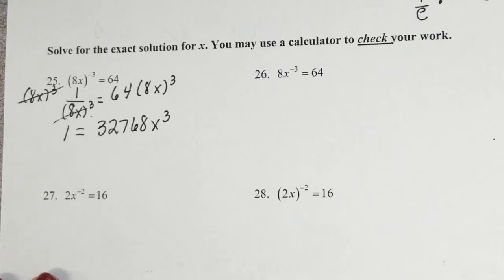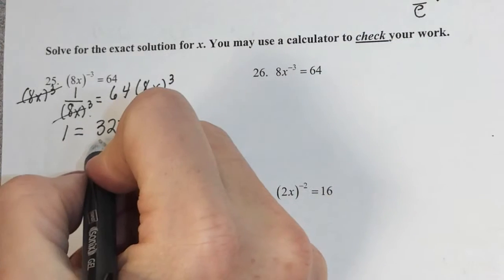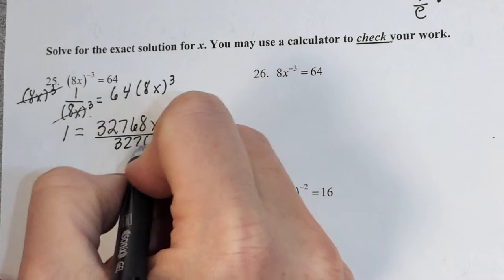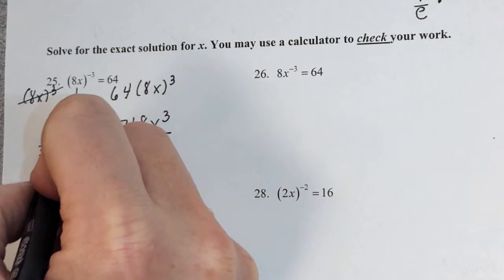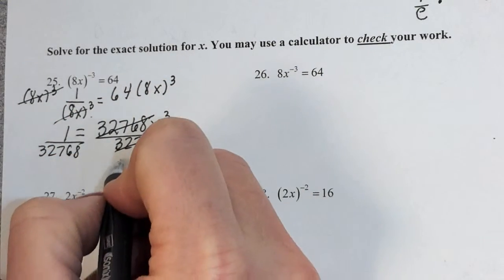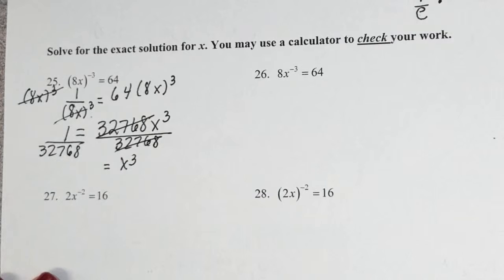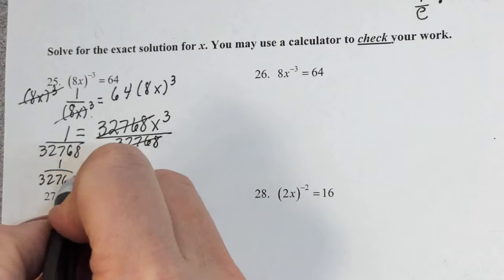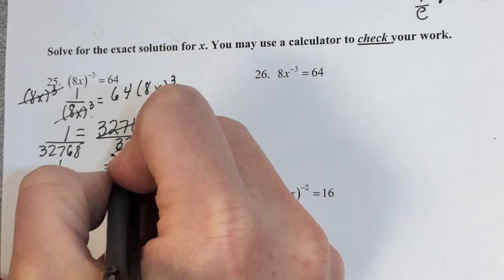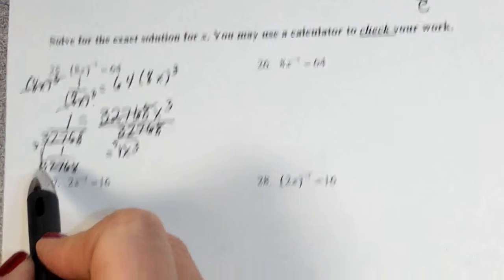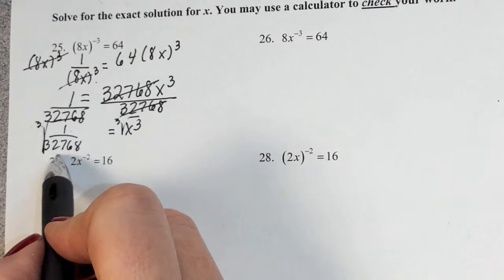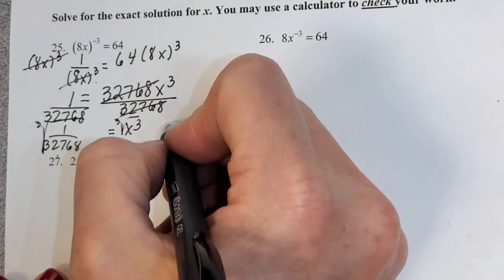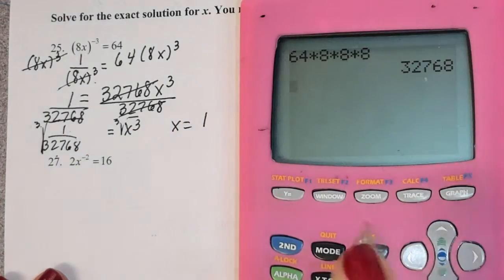All right, let's get somebody else involved. Audrey, what would you do now? Divide both sides by that 32768. Okay, what would you do now? Lucy, did you have an idea? Take the cube root. Now when I take the cube root of this, I'm just going to take the cube root of 1 and the cube root of that. So the cube root of 1 is just going to be 1. And then I have to take the cube root of this.